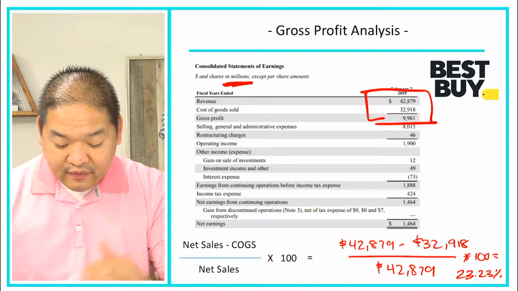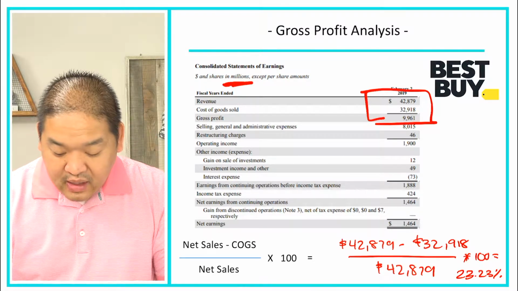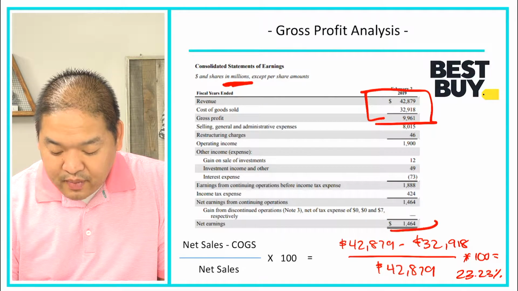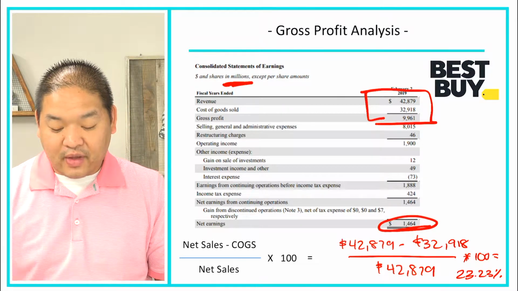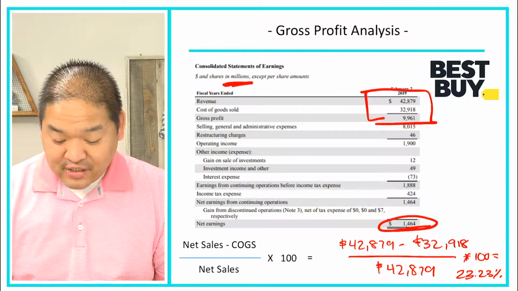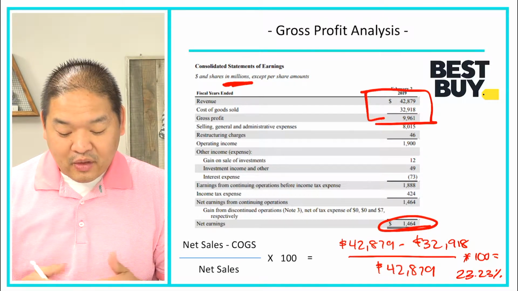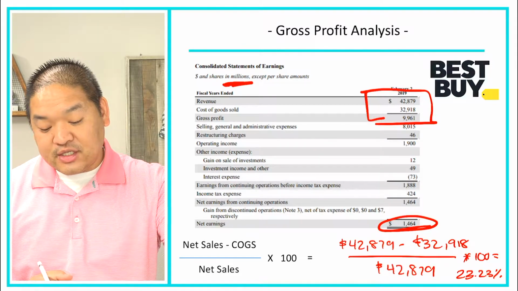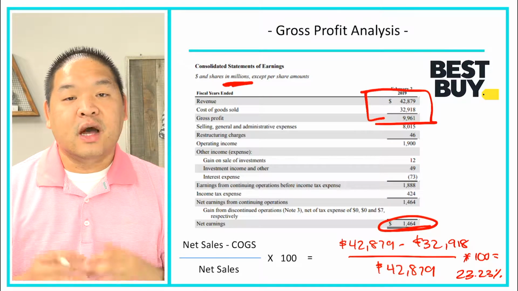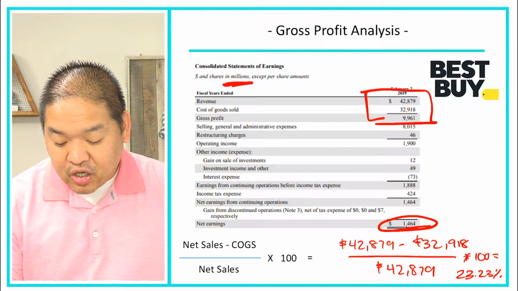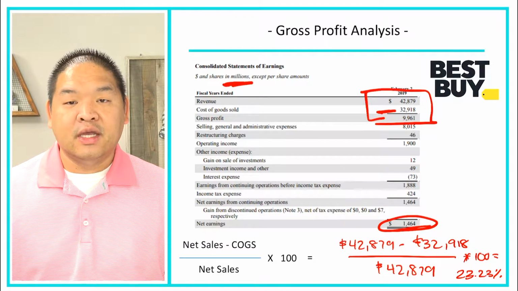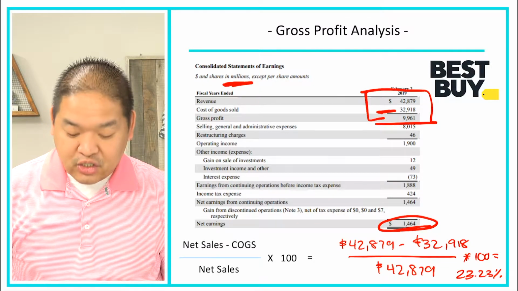Now we can see here, if we kind of just walk our way down, they have a net earnings of $1,464 million. So they are able to squeeze a small profit. As you can see, it is profitable, but they are bringing in $42 billion to only make $1.5 billion. A majority of it is in cost of goods sold, the cost of the products that they bought from their vendors in order to sell to me and you.